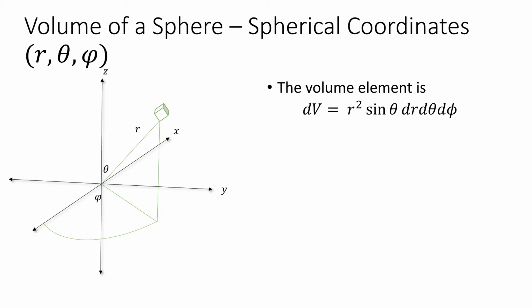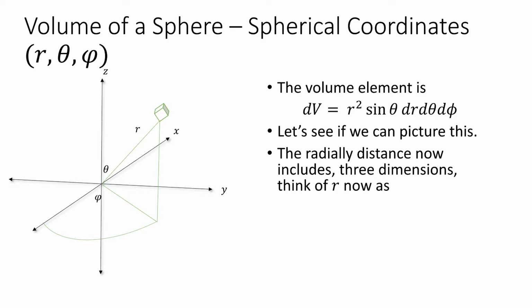The volume element dV is r squared sine theta dr d theta d phi. And let's see if we can picture this. Now our radial distance is in 3 dimensions. r can be expressed as the square root of the sum of the squares of x, y, and z.